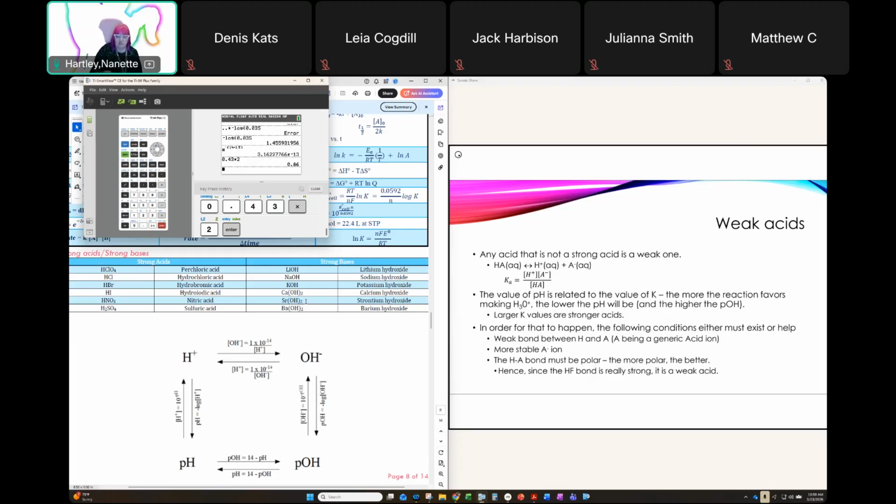Now the HA bond must be polar, and the more polar, the better, because that makes it easier for that bond to break. Again, HF is a really polar bond, but it's tiny, and so it's very difficult for that to pull apart. So those are things that we need: for it to be stable on its own, to have that H come off, and it doesn't want to react with everything around it. So that's what we need out of our weak acids for this to be a decent weak acid.